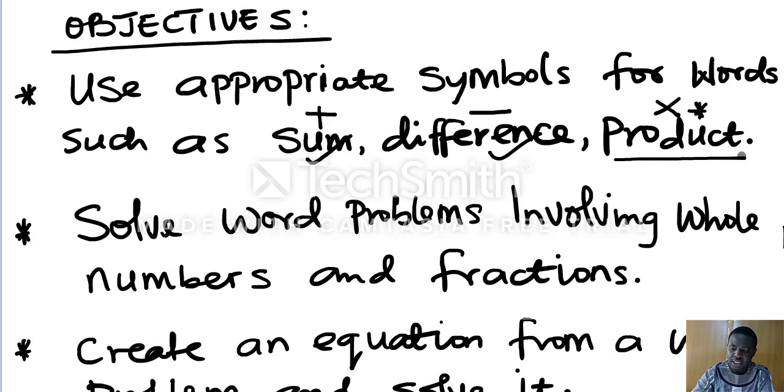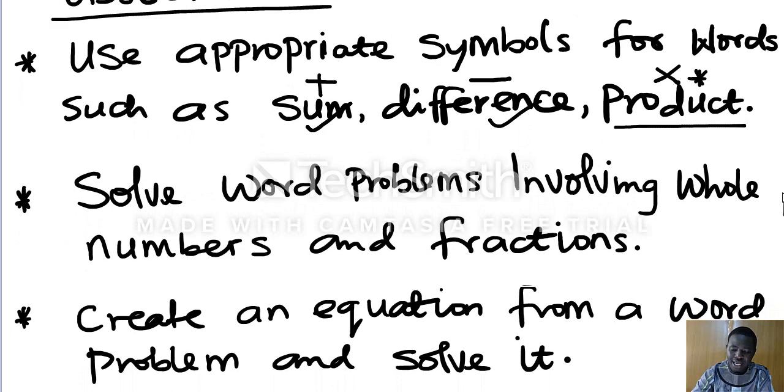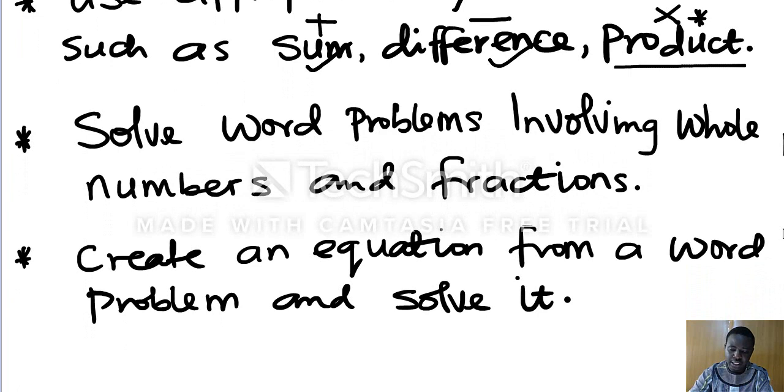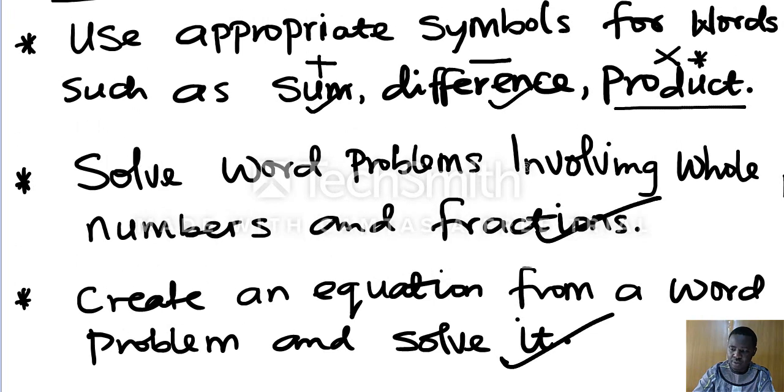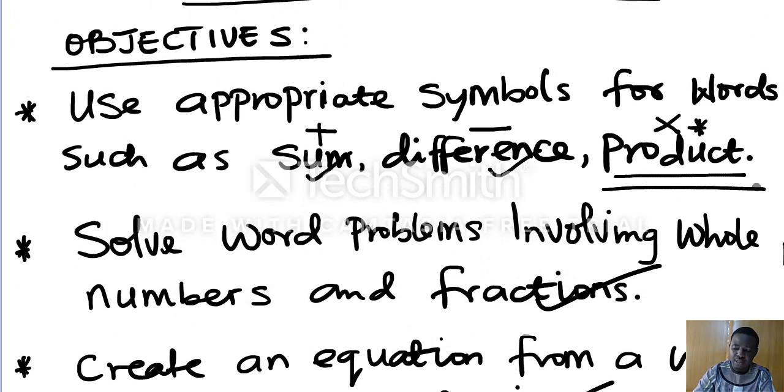Subsequently, in our next class, we'll be looking at the product, word problems leading to multiplication, and we will likely see how we can mix the 3 of them when it has to do with sum, difference, and product. Okay, we have also seen how we can solve word problems involving whole numbers and fractions. That we have done, and we have been able to create an equation from a word problem and solve it. So in our next class, we are going to continue with word problems that have to do with product and maybe take the 3 of them together.